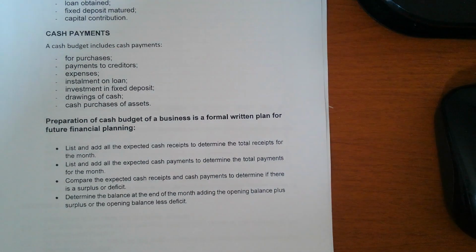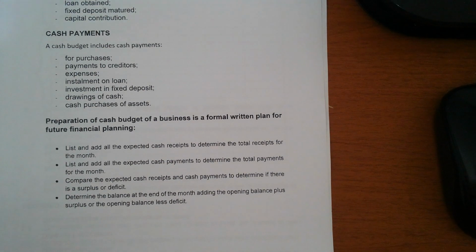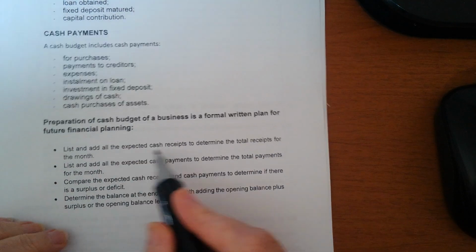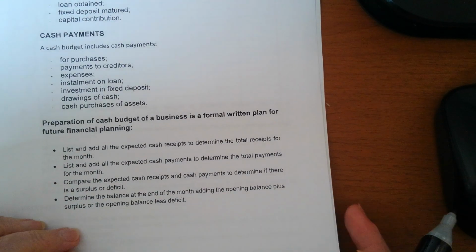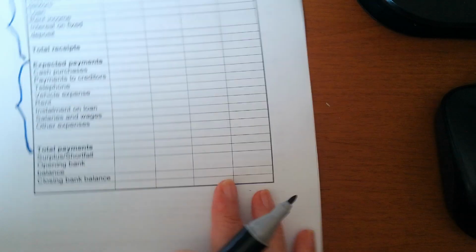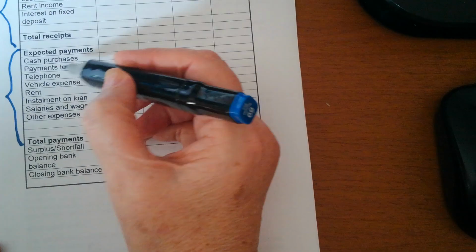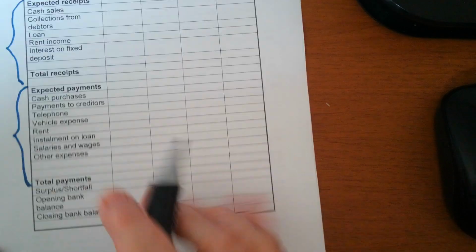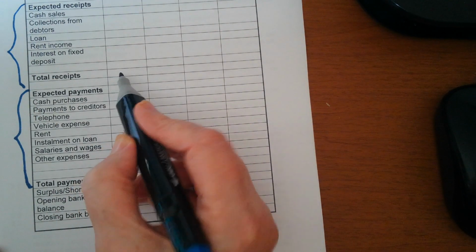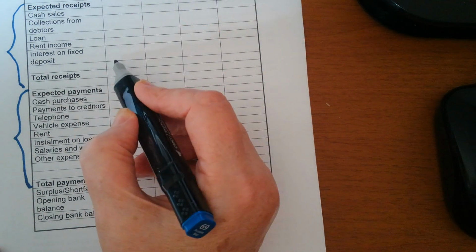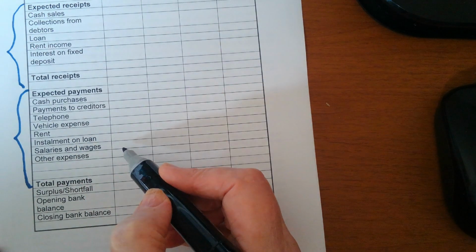So when we want to prepare the cash budget, it is a formal plan that you make in writing to determine what you expect to do in the future, either for the next 3 months, 6 months, or 12 months. So you will first of all list all your cash receipts, then you will list all your cash payments. So it's all the money that you receive or all the money that you pay. Then you will add up the total receipts from cash sales to the last one, and you will add up your cash payments.